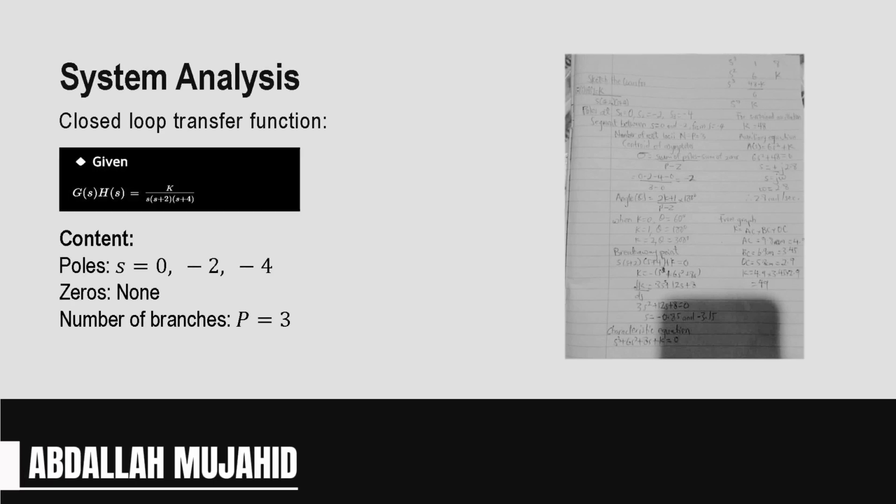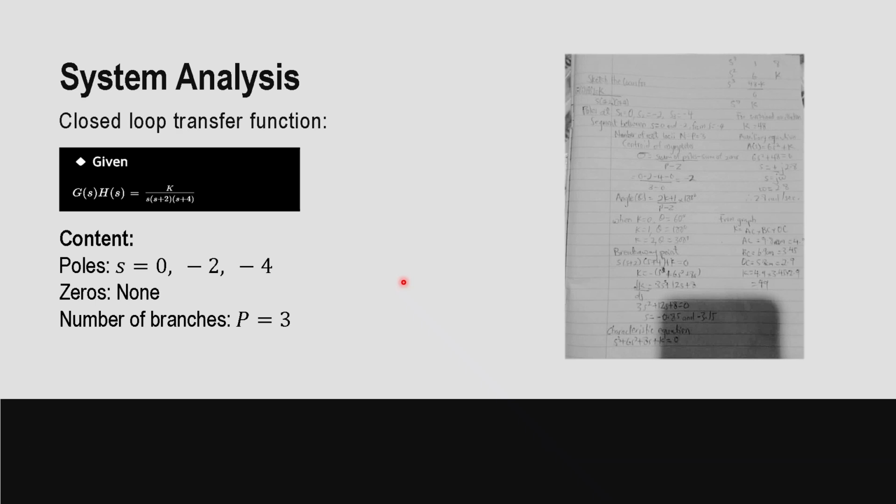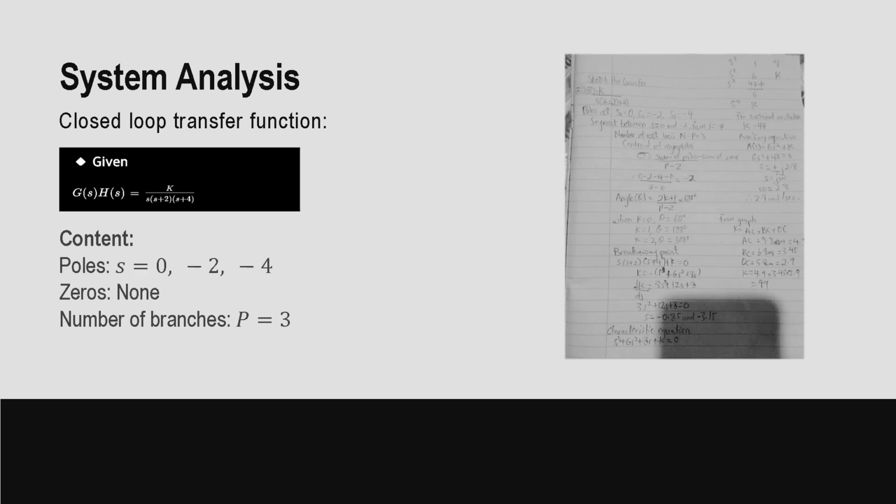My part is to start the analysis of the system. Here, the system is a third order control system, which means the system has 3 poles. When we look at the given closed loop transfer function, we form the characteristic equation, which determines the system's behavior. From this equation, we identify the poles at 0, -2, and -4. Since there are 3 poles and no zeros, we expect 3 branches of the root locus.